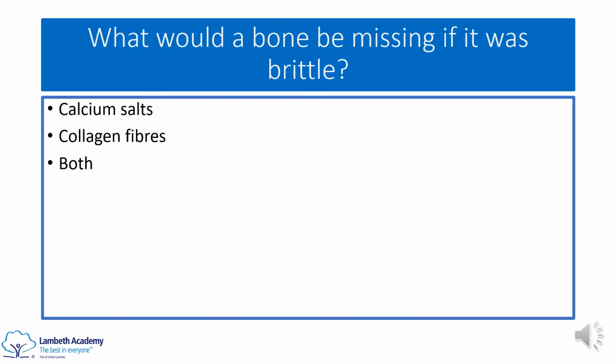I just want a quick pause point here. Again, challenge yourselves. What would a bone be missing if it was brittle? Is it A, calcium salts, B, collagen fibres, or C, both?